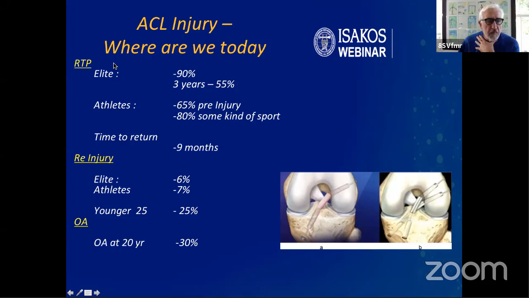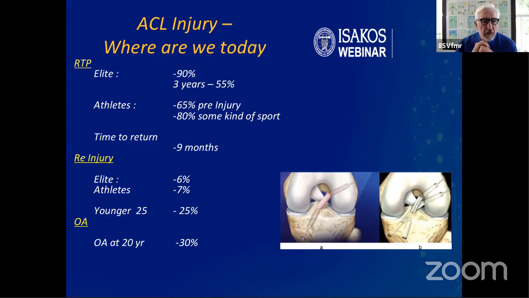So return to play. If I have an elite athlete and I do an ACL surgery and I do good surgery, the literature tells us that there's a 90% chance that this athlete will play again at the same level. The problem is, and this is a study done in football in Europe, after 3 years, only 55% of them are still playing at that elite level. But I think the return to play in elite athletes is high.